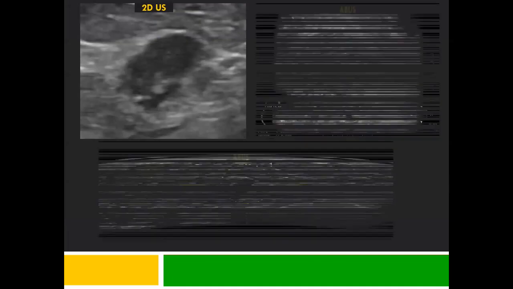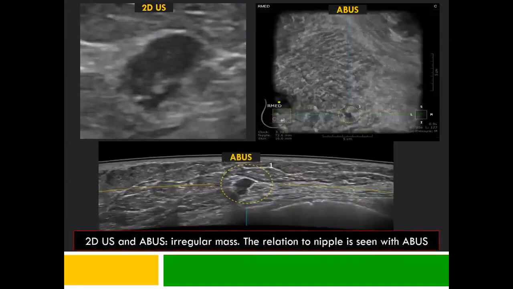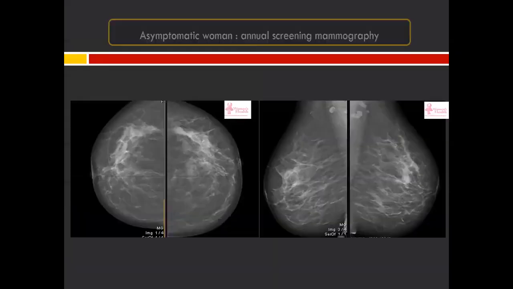This was the 2D ultrasound, and this was the automated breast ultrasound, and they both showed an irregular mass. The relation to the nipple is excellently seen within the ABUS study, and a biopsy was taken, and again, this was an invasive duct carcinoma grade 2.